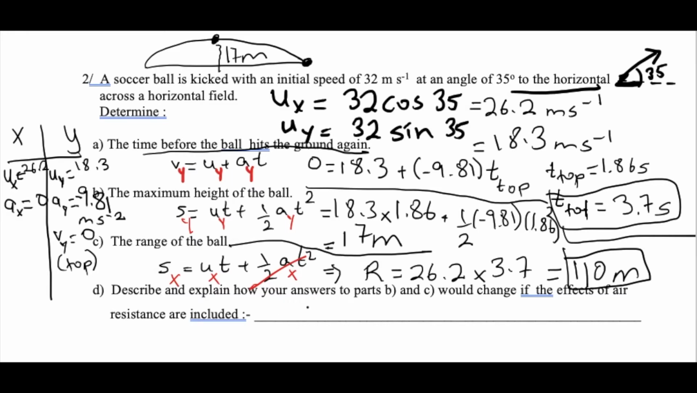Describe and explain how your answers to part B and C would change if the effects of air resistance are included. Well, both would be reduced, because air friction would act opposite any motion, so the maximum height would be less and the maximum range would also be less. So if you want to show that on the diagram, it would go up to a less height and it would end up landing at a much closer point, so both would be reduced.